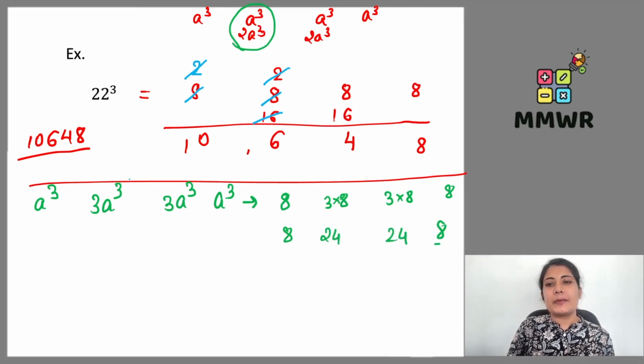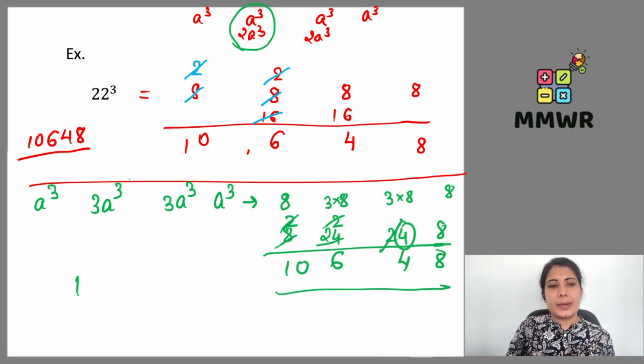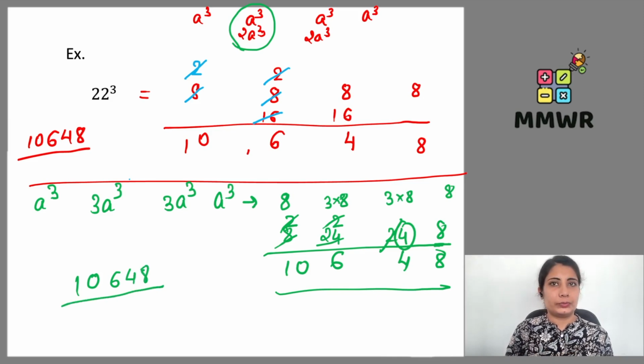Now what we have to do is keep only the last digit, so this 4 will come, and this 2 will be forwarded here. 2 and 24 is 26. So 2 will be forwarded. This way we will get the same answer, 10648, with this method also. If your calculation is fast, at the end you have to remember that you have to add also, keeping one digit in one column and forwarding the rest to the next column, right?